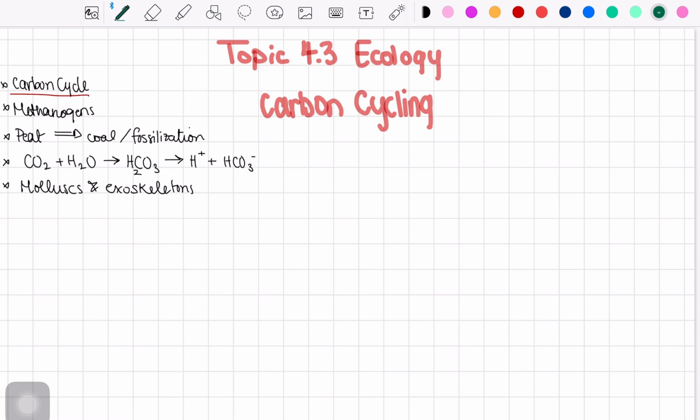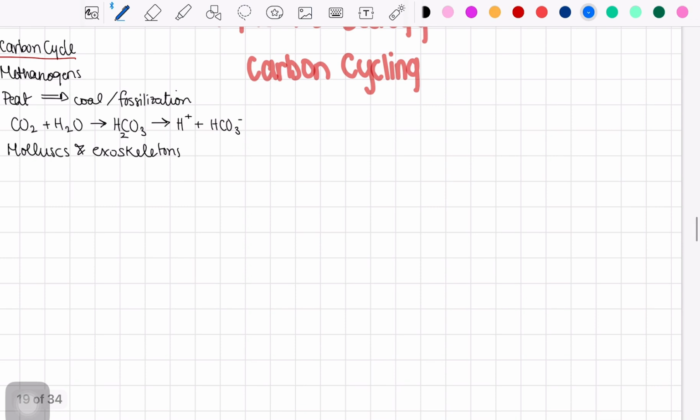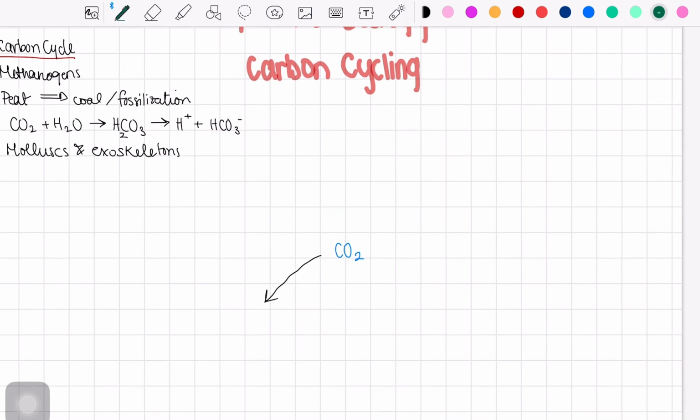So what if we want to draw our own little carbon cycle? We don't have to include every single thing, but it's good to know the idea. So let's say we start with the carbon dioxide in the atmosphere. We're going to start with the carbon dioxide here. Who's going to make use of this carbon dioxide? Exactly, the plants. So once this plant uptakes the carbon, it will, through photosynthesis, we can label that photosynthesis.